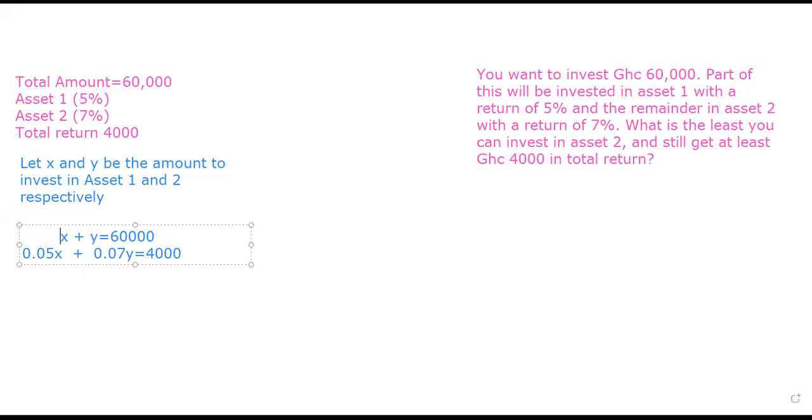We have represented that amount with X. So we know X is the amount to invest in asset one. Therefore, to get the return for asset one, multiply 5% by X. And that is what you see here, 0.05X. Okay, 5% is equivalent to 0.05. Now, the return in asset two is 7%. So 0.07Y. That's the amount invested in asset two is Y. So if you add the return on asset one, 0.05X, to the return on asset two, 0.07Y, we should get 4,000. And that's the second equation. You understand it now?